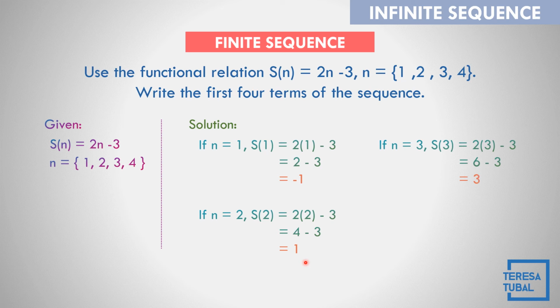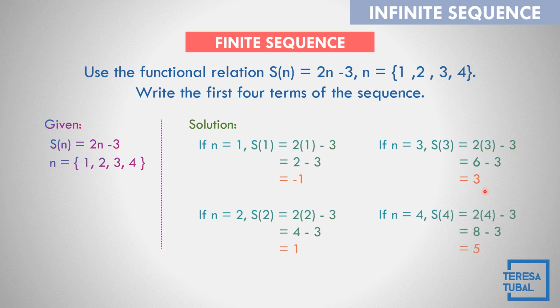How about if n is equal to positive 3? S of 3 is equal to, replace again n by 3. So 2 times 3 minus 3. 2 times 3 is equal to 6. Bring down 3. So we need to subtract 6 minus 3, that is equal to positive 3.